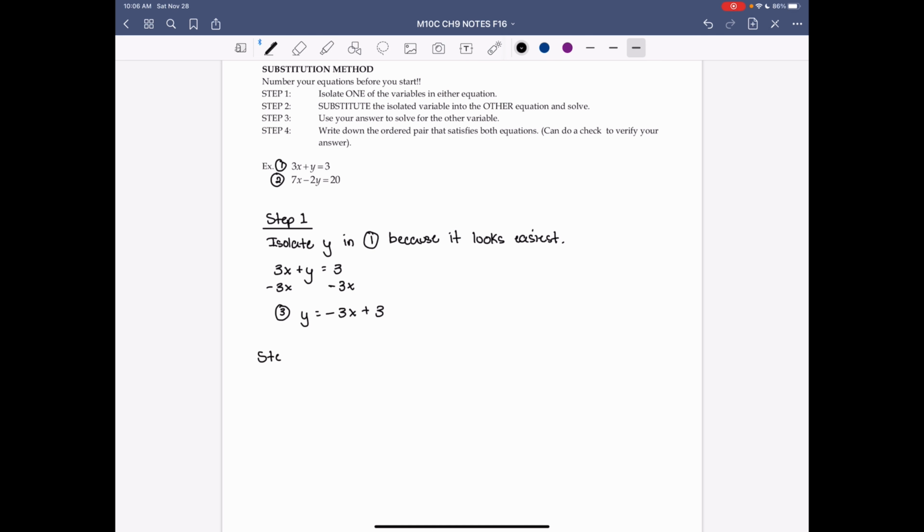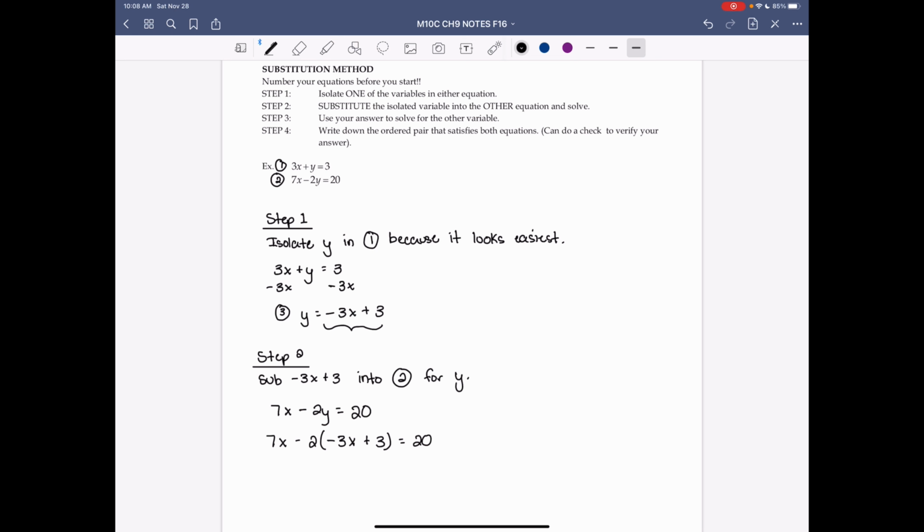So step 2, the other equation, the one that we didn't isolate, is equation number 2. So we're going to sub negative 3x plus 3 into equation number 2 for the y value. Because we said y equals negative 3x plus 3, if we have a y value in equation 2, we can replace that y value with negative 3x plus 3, since they're the same thing. So then we have 7x minus 2y equals 20. Replace the y with negative 3x plus 3, we get 7x minus 2 times negative 3x plus 3 equals 20.